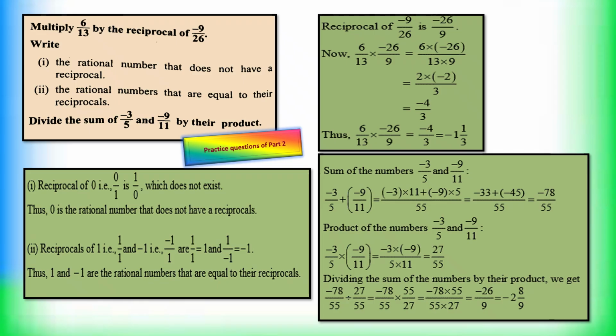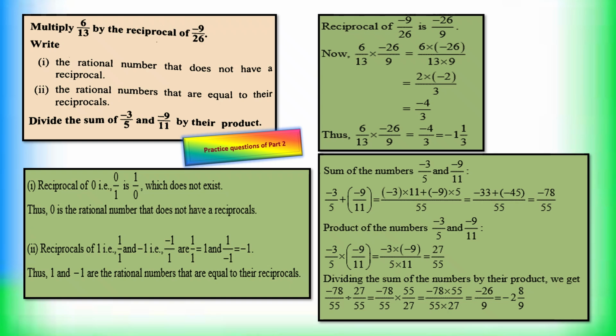Next one, multiply 6 by 13 by the reciprocal of minus 9 by 26. So it is very important: write the reciprocal of minus 9 by 26 first, then multiply by 6 by 13. The same is illustrated to the right, and we obtain minus 4 by 3 in this process, and you need to convert it. It is an improper negative fraction. Minus 1, 1 by 3 is obtained.